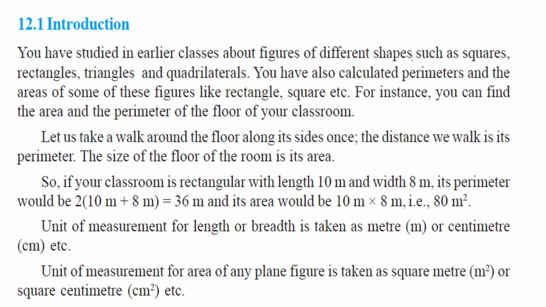We have studied squares, rectangles, triangles and quadrilaterals, and we have also calculated the perimeters and areas of a rectangle and a square. For example, if you are in a classroom, you can easily find the area and perimeter. How? If this is your floor, just start from here and walk around along its sides. The distance you have walked is nothing but the perimeter.